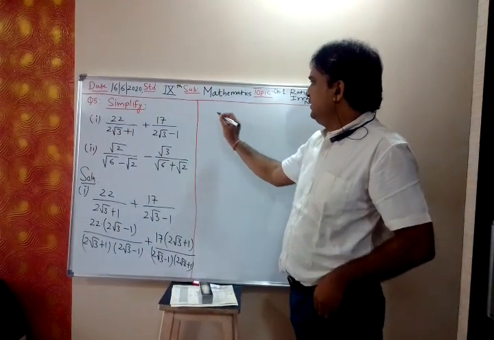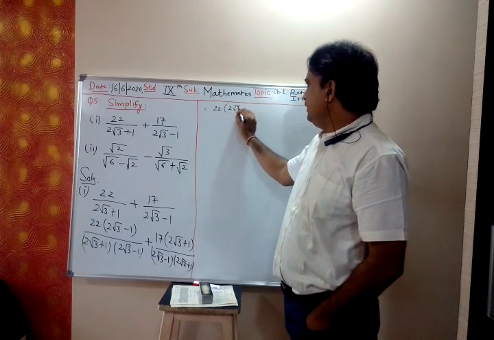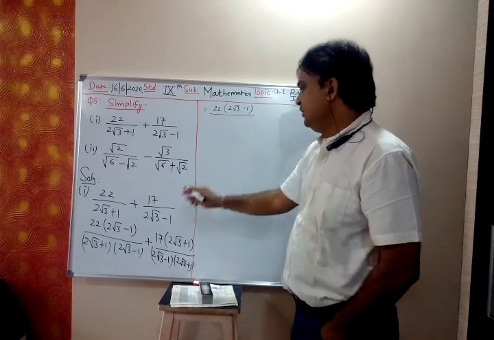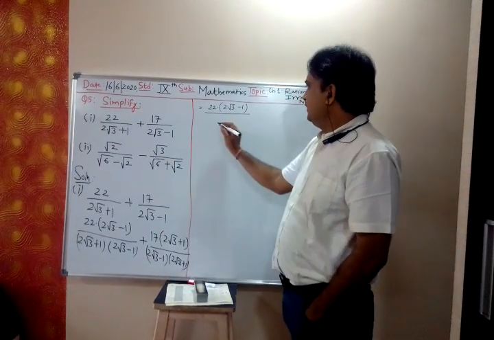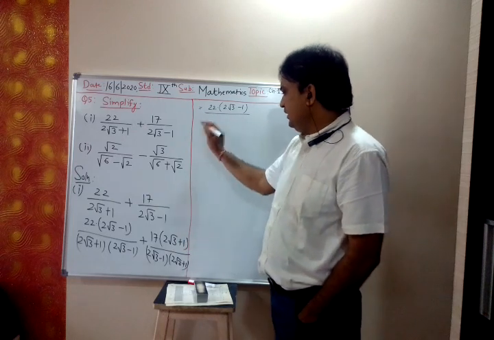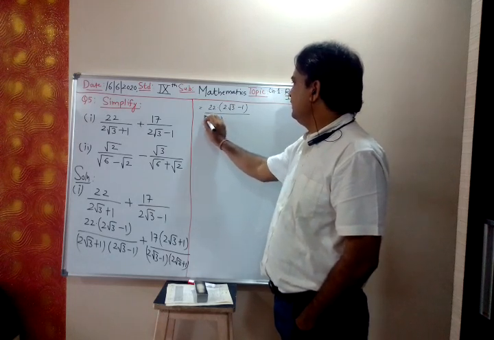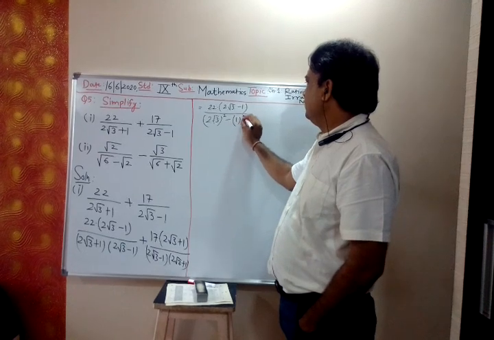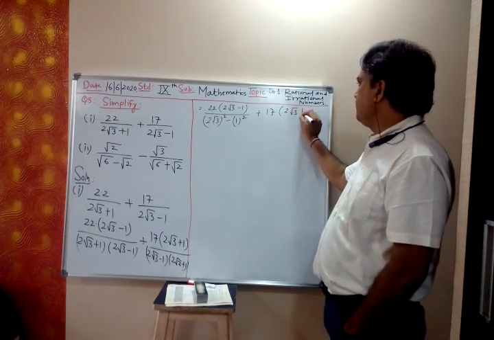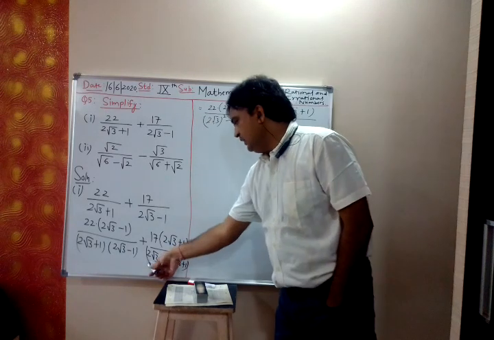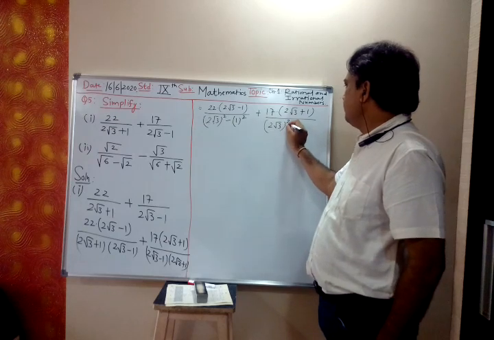So now we simplify. So this is 22 into 2 root 3 minus 1 upon, this will be a plus b into a minus b, so that will be a square minus b square, 2 root 3 square minus 1 square, plus 17 into 2 root 3 plus 1 divided by a minus b into a plus b, a square minus b square. So that is 2 root 3 square minus 1 square.